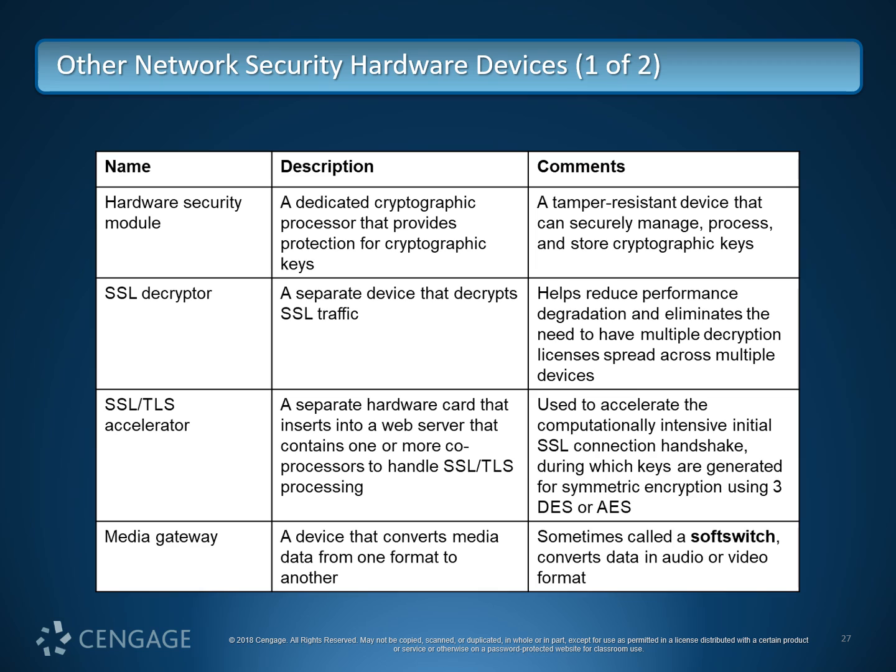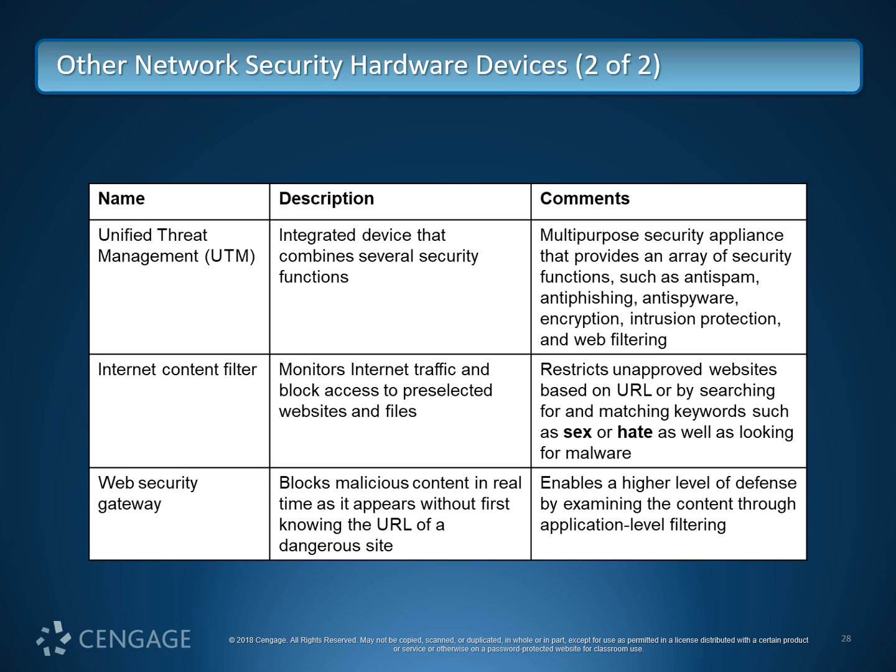Media gateway. This is where we have a device that converts media from one format to another, sometimes called a soft switch. It will convert data from audio and video format to standardize. So that way, if we have an HTML5 system, we can make sure that not only is the protocol going to be able to standardize things, but the transition moving over one switch or one other device is going to be standardized as well.